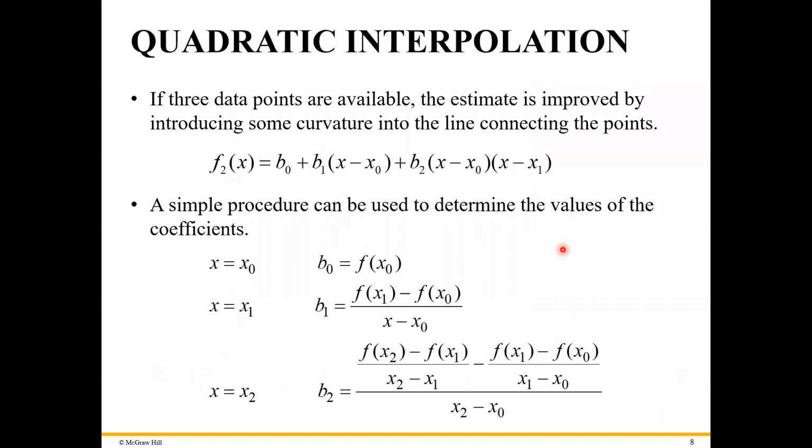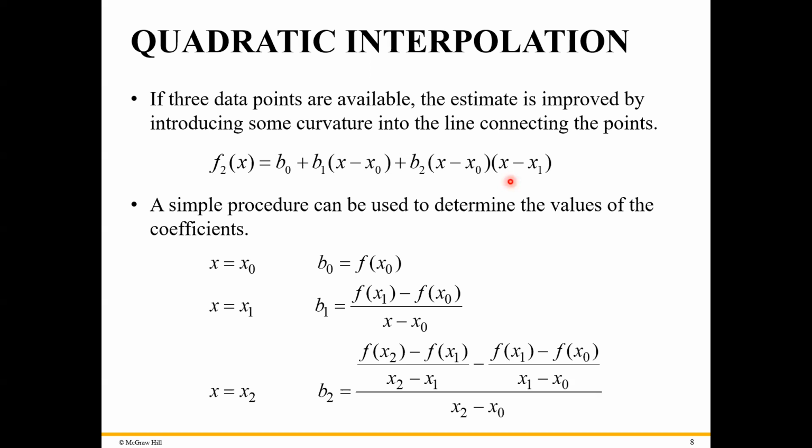One step more is that we can derive the second order polynomial equation. That means we can derive the second order interpolation formula. This is called quadratic interpolation. If three data points are available, the estimate is improved by introducing some curvature into the line connecting the points. In those situations, the equation for f2 of x is represented by this: b0 plus b1 times x minus x0 plus b2 times x minus x0 times x minus x1.